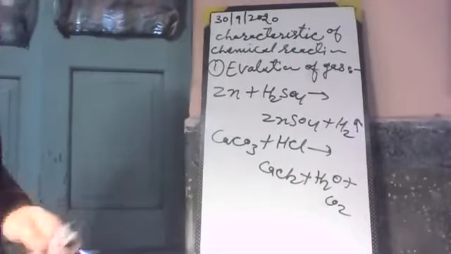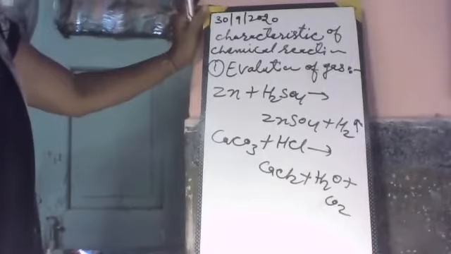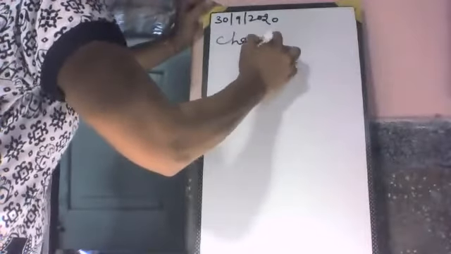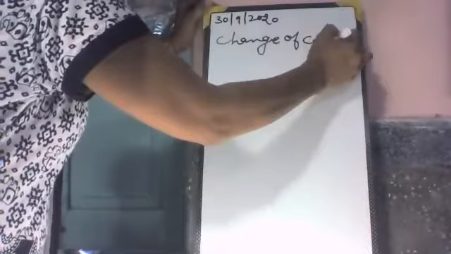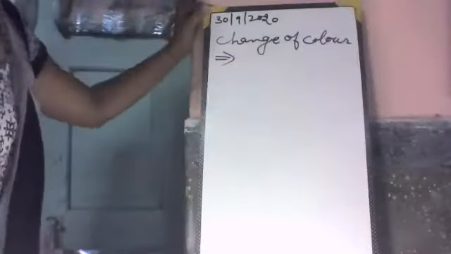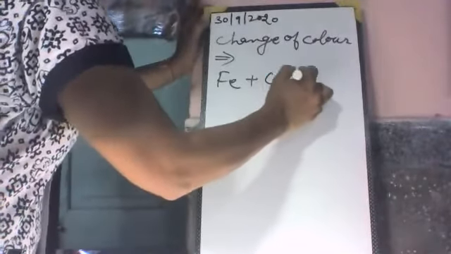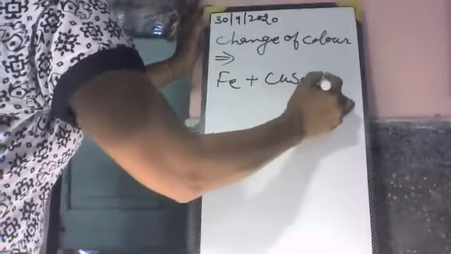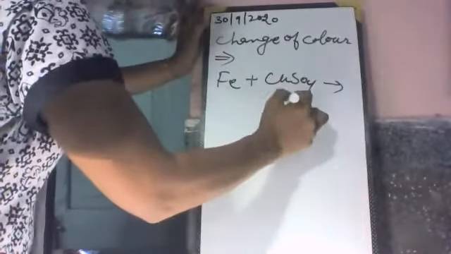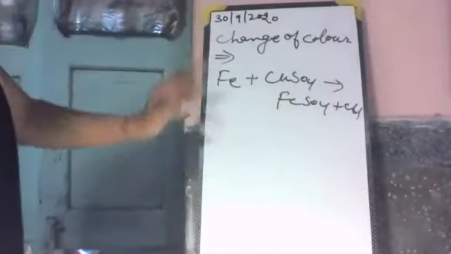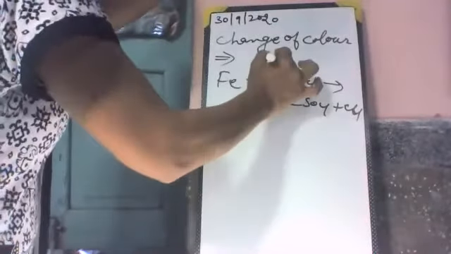one more chemical change we can see is the change of color. If there is any change done in the reaction, we can see a change of color. Here, iron reacts with copper sulfate. It forms iron sulfate and copper. Here copper is released. Copper sulfate is a blue solution.